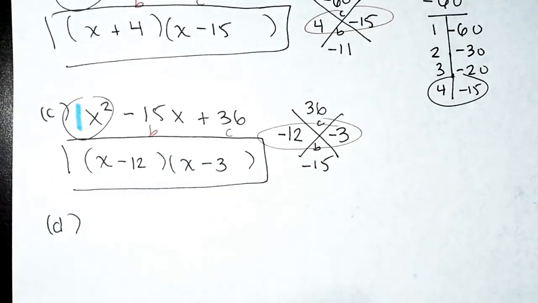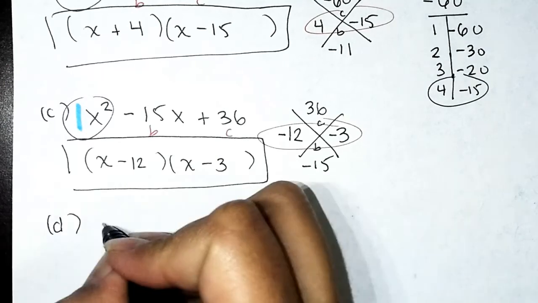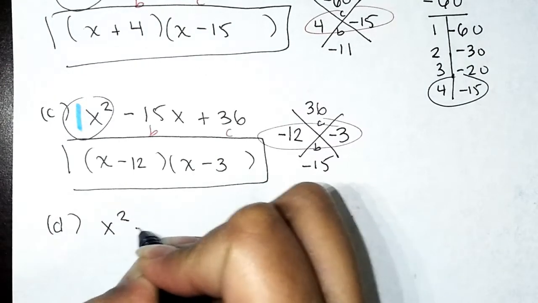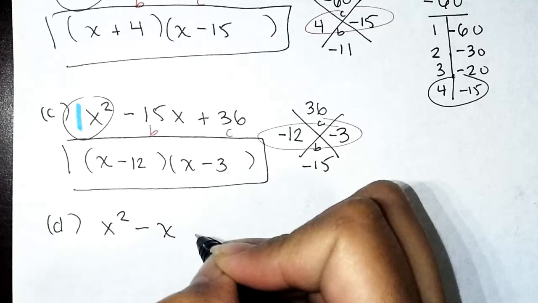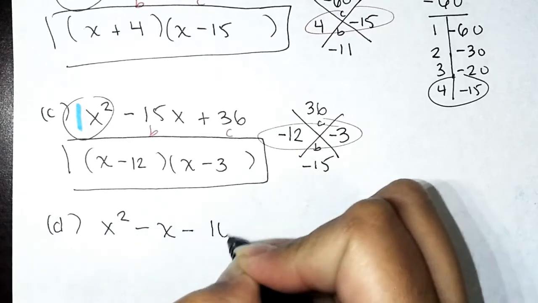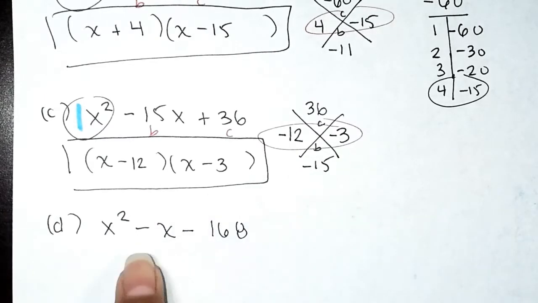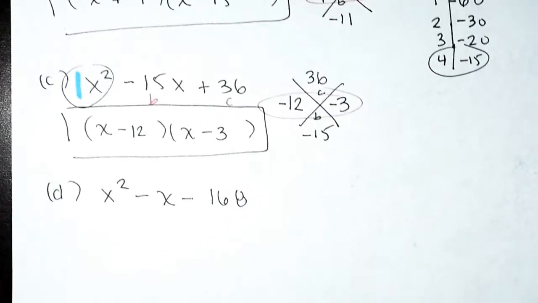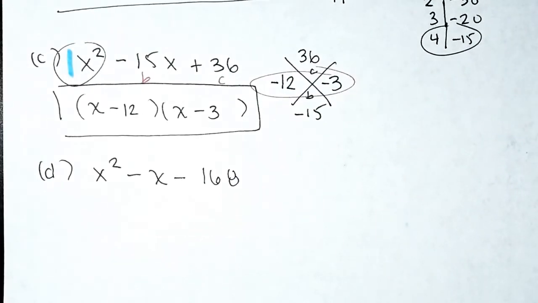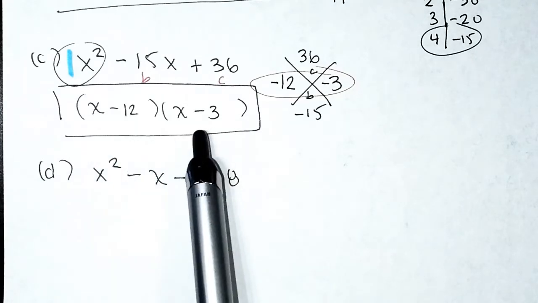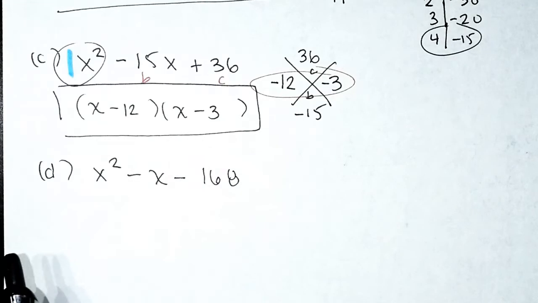Problem D, we have x squared minus x minus 168. I have a spicy one for you. Are you going to see this on the test? Of course you will. Alright, so let's do this. Again, directions: factor. What does it mean to factor? Factors, code for write me as a multiplication problem.